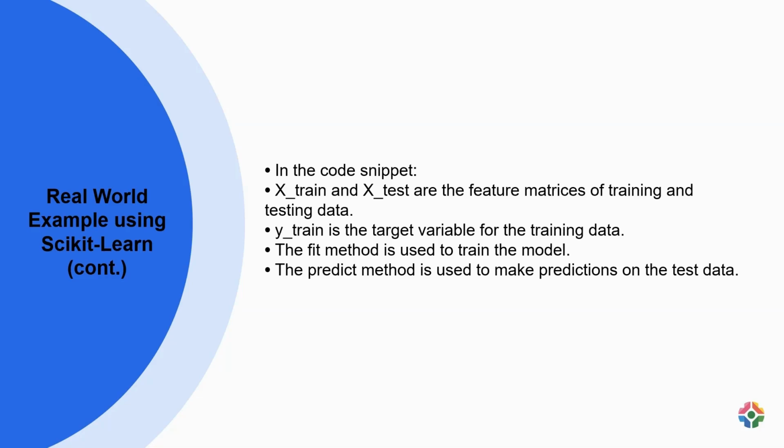In essence, the model is trained on the provided training data and then used to forecast outcomes for new, unseen data points. This predictive capability is a fundamental aspect of machine learning in various domains, such as finance, predicting stock prices, healthcare, diagnosing diseases, and e-commerce recommendation systems.